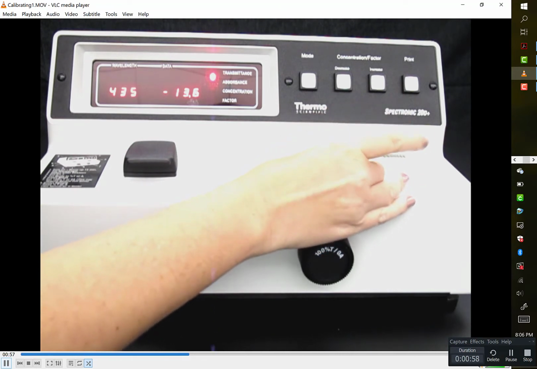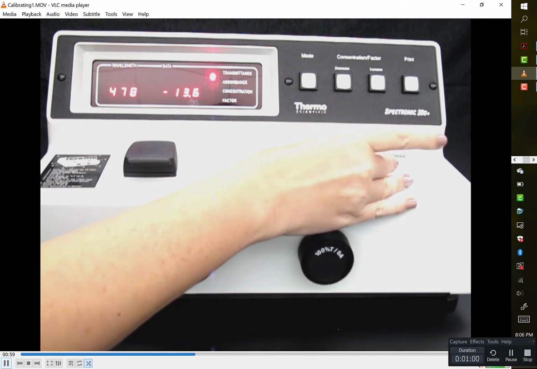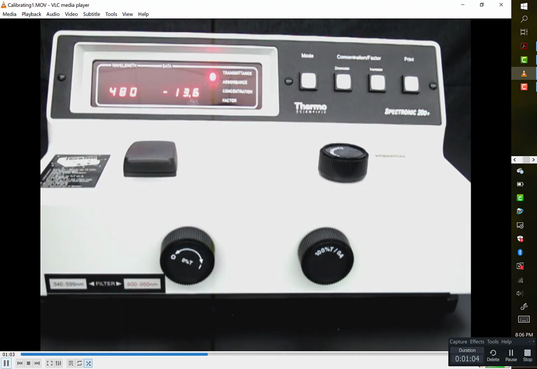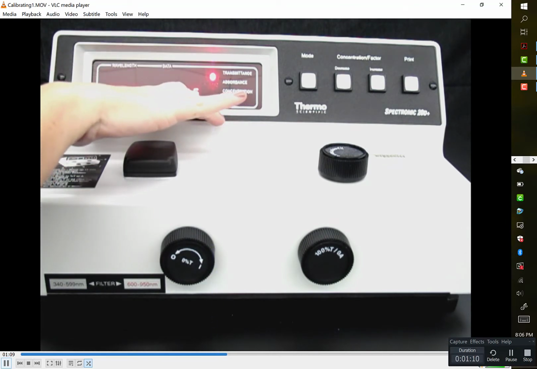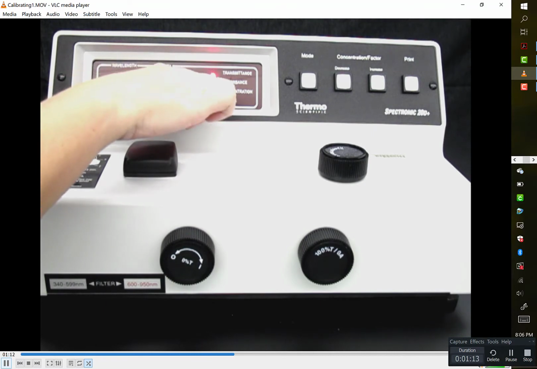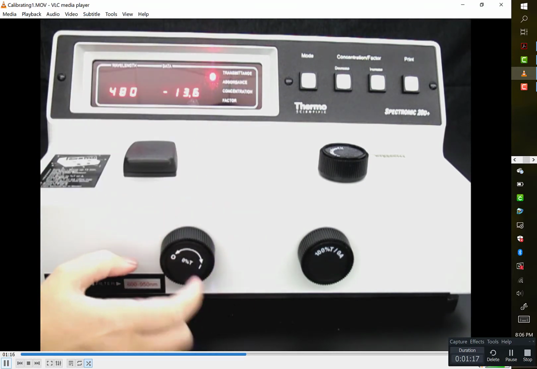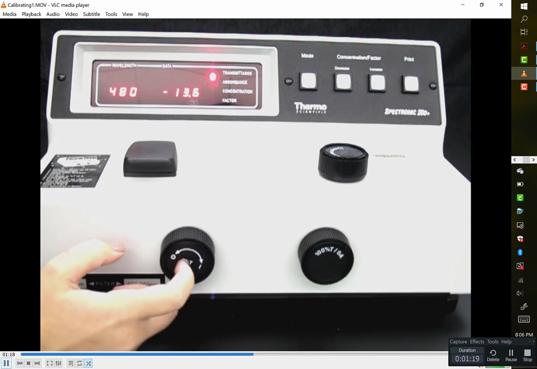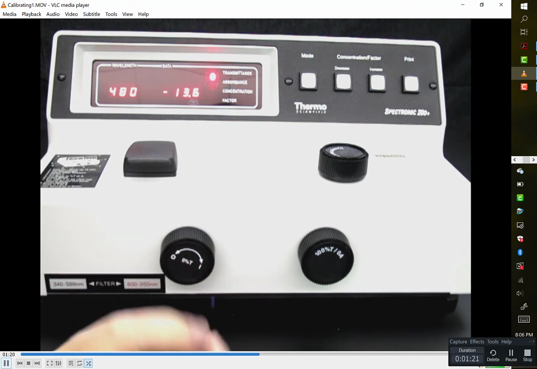So this top knob here, we want to adjust this to read 480 nanometers. That's the wavelength of light that's going to pass through our sample. We need to blank the machine with nothing in it, which means that, notice we have a number on here. So for transmittance, we need to make it read 0. So to blank transmittance, we use the knob on the left.